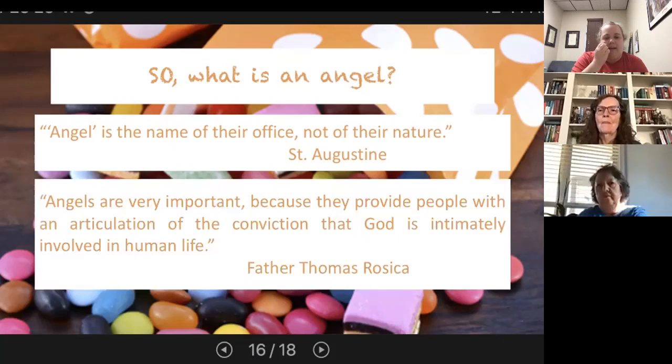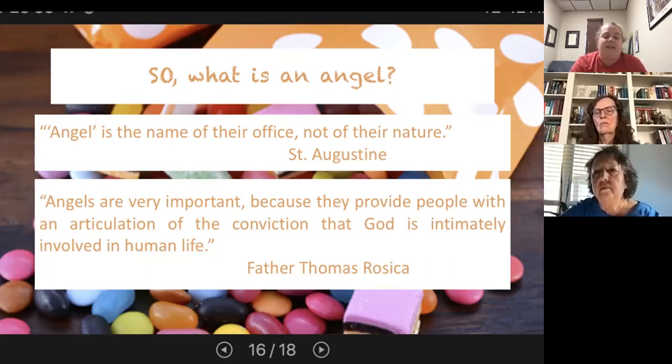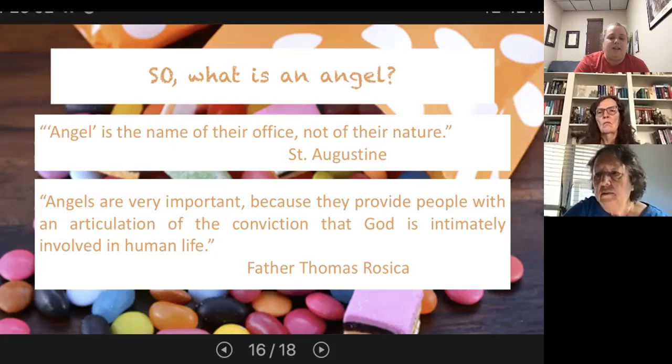And then a Catholic priest named Thomas Rosica. I don't know how to say that. He's a contemporary priest. He's not an ancient one. But he says, angels are very important because they provide people with an articulation of the conviction that God is intimately involved in human life.